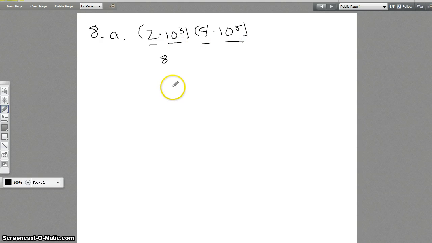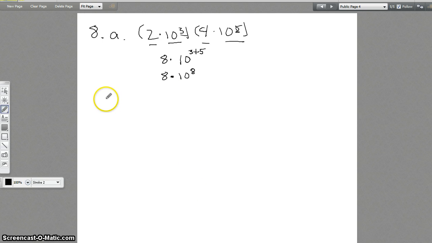That's multiplying numbers with exponents that have the same base. So we're going to copy down our base, which is 10. And then our exponent is going to be the sum of the exponents. So it's 10 to the 3 plus 5. So that means 8 times 10 to the 8th. And that's our final answer. It's already in scientific notation.